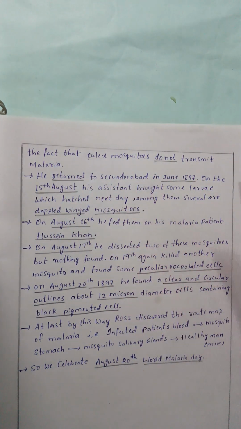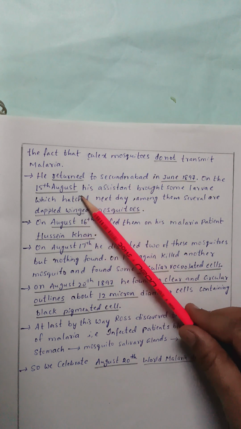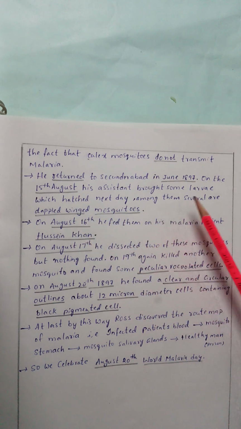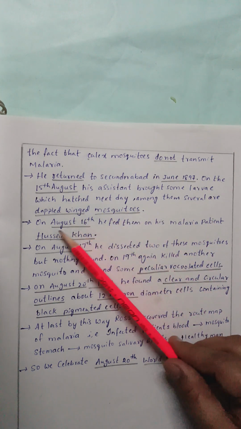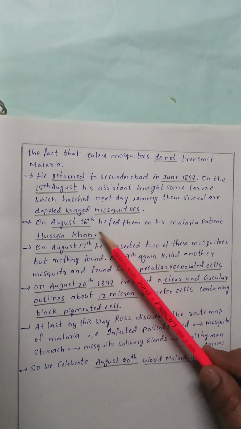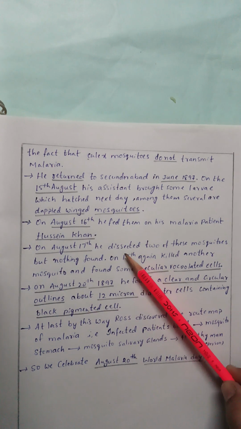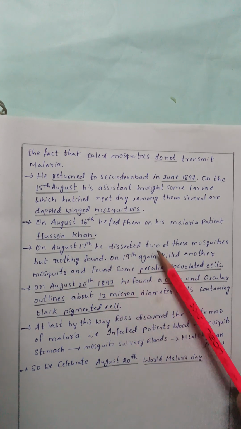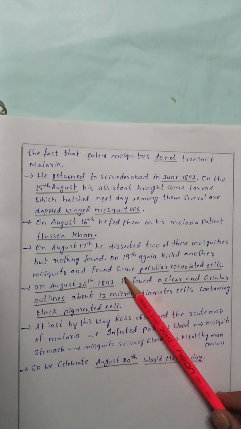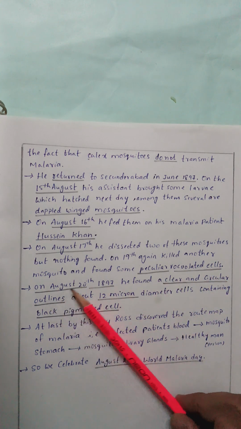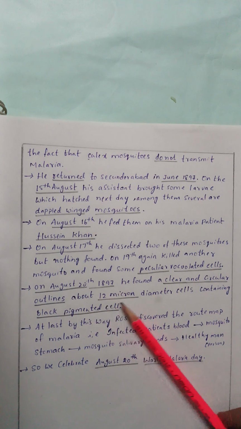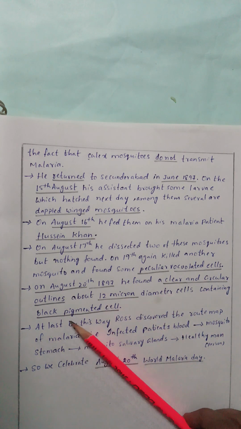He returned to Secunderabad in June 1897. On the 15th August, his assistant brought some larvae which hatched next day. Among them, several were dapple-winged mosquitoes. On August 16th, he fed them on his malaria patient Hussein Khan. On August 17th, he dissected two of these mosquitoes but found nothing. On the 19th, he killed another mosquito and found some peculiar vacuolated cells. On August 20, 1897, he found clear and circular outlines, about 12 micron in diameter, containing black pigmented cells.